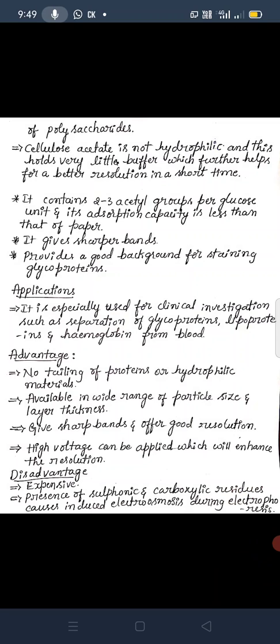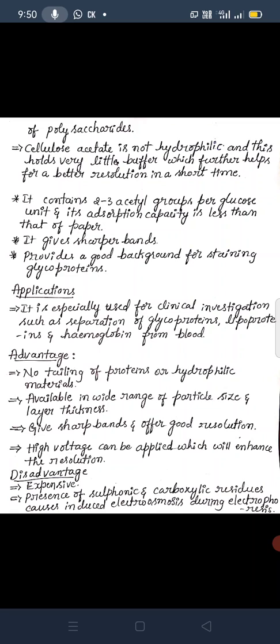Next, advantages of cellulose acetate electrophoresis. Here there is no tailing of proteins or hydrophilic materials, and it is available in a wide range of particle size and layer thickness. It gives sharp bands and offers good resolution, and a high voltage can be applied, which will enhance the resolution.